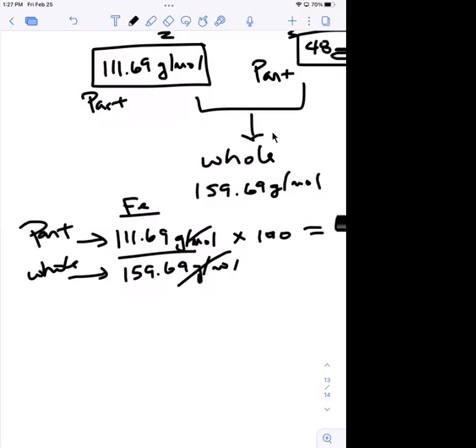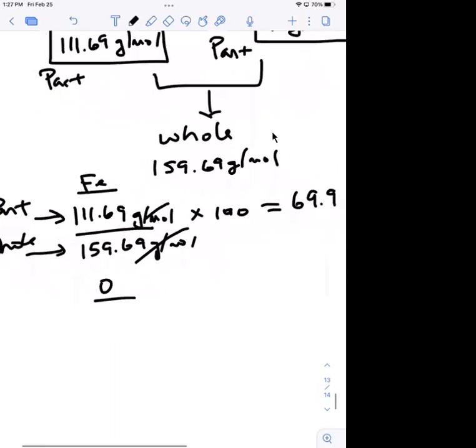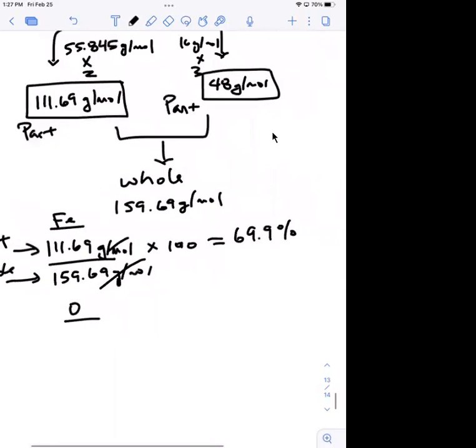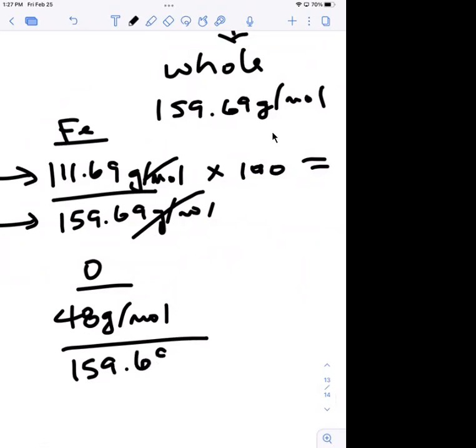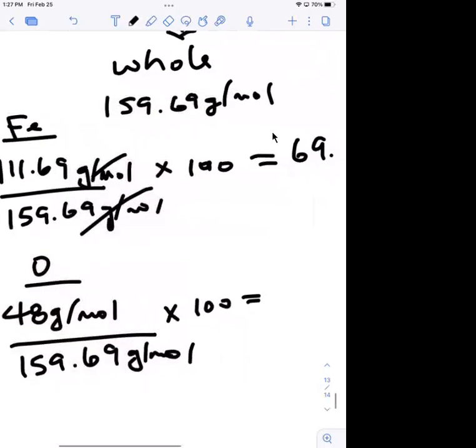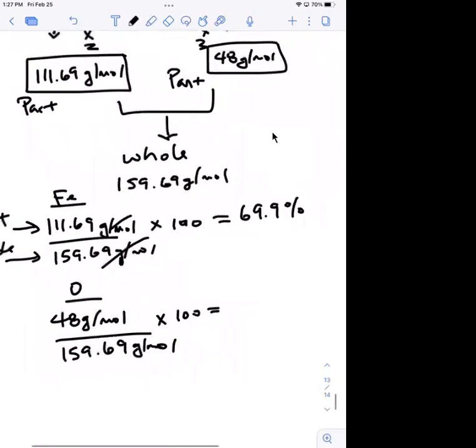All right. What about for oxygen? Let's do that. The part we just figured out over here is 48, and we also calculated the whole, which is 159.69 grams per mole. We're going to multiply that times 100 to get the percentage. What do we get? Anybody? I got 30.1%. So the total is always going to be 100%.